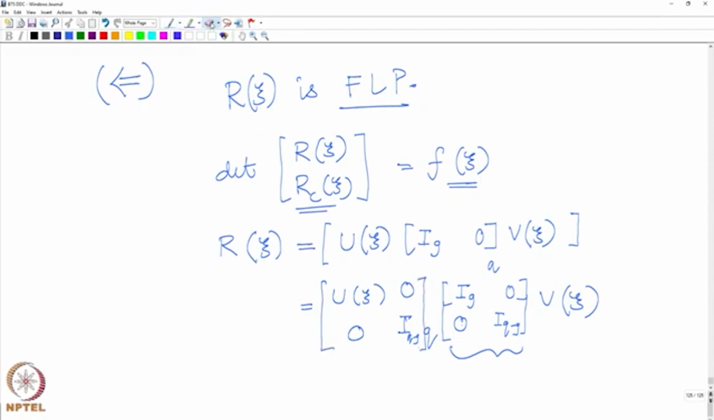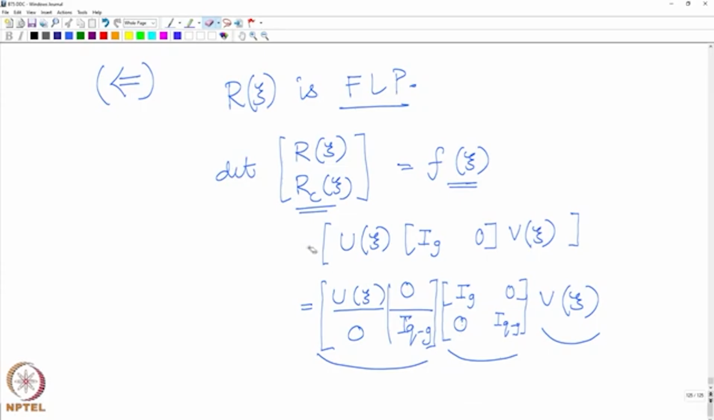So I should write these a little bigger. I write this as I q minus g. That's the size. This was a g by g matrix. This is a q by g matrix, and q minus g times q minus g matrix. So overall, this is a q by q matrix. This is q by q. This is q by q. This is q by q. So it's a square matrix. This is not R xi anymore.